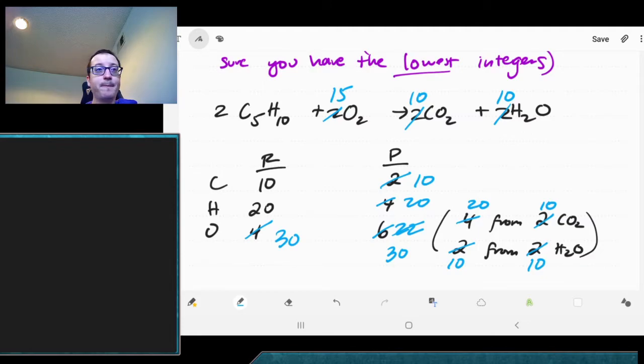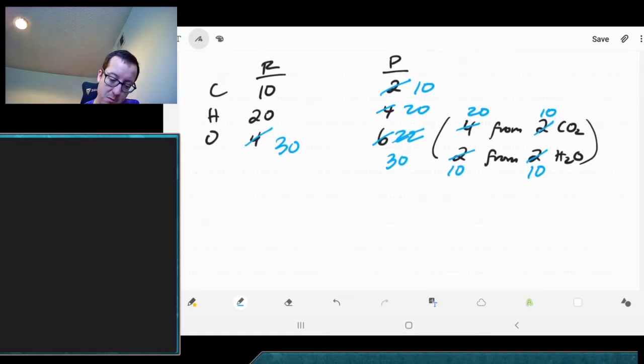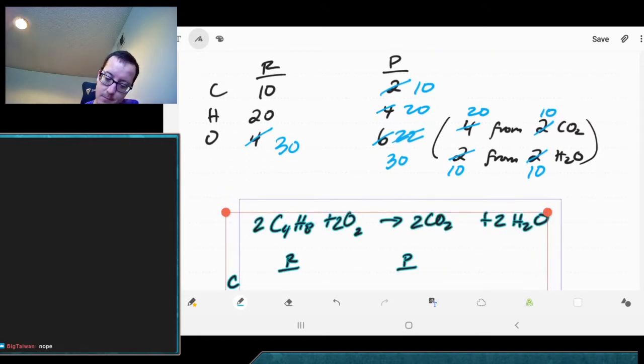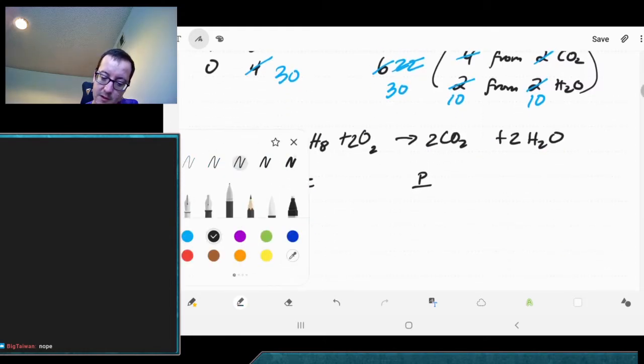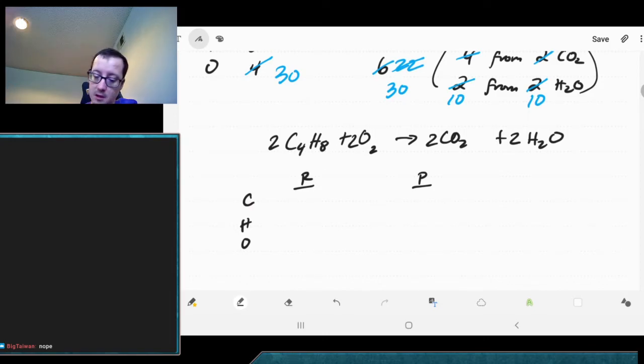Any questions on that one? And those are all the lowest integers it can be, right? So what we're going to see in this one, when we balance it, we just have one more thing to keep in mind. All right, cool. So if we do this, we have 8 carbons, 2 carbons, 16 hydrogens, 4 hydrogens, 4 oxygens, and 6 oxygens.